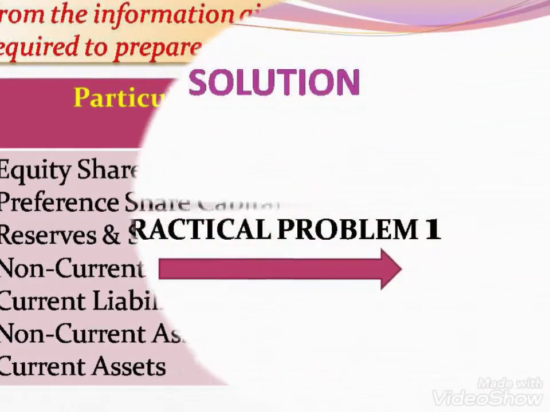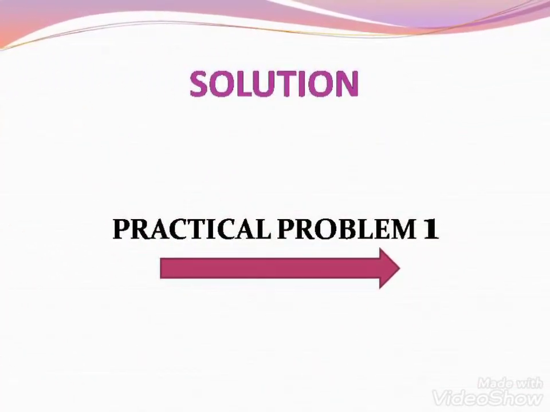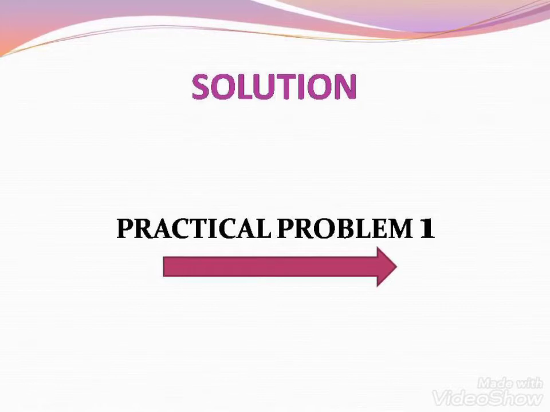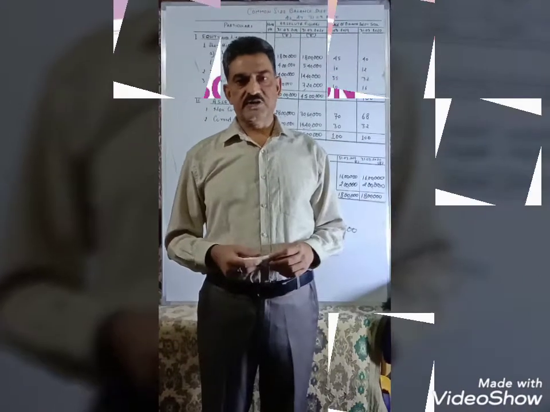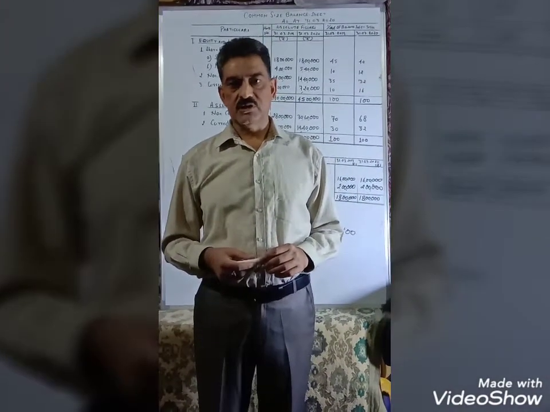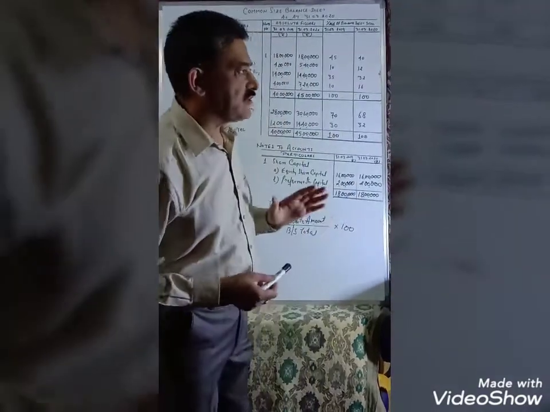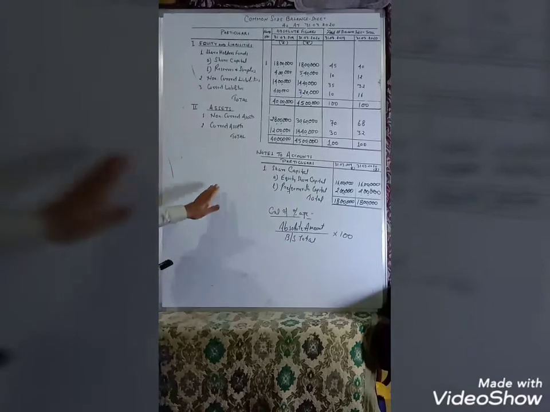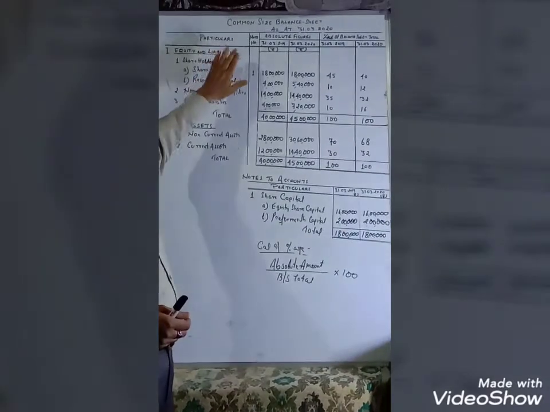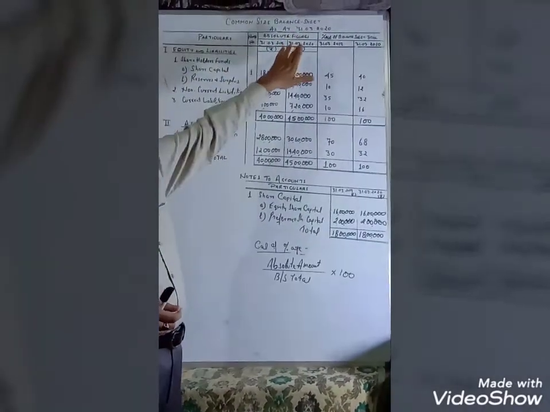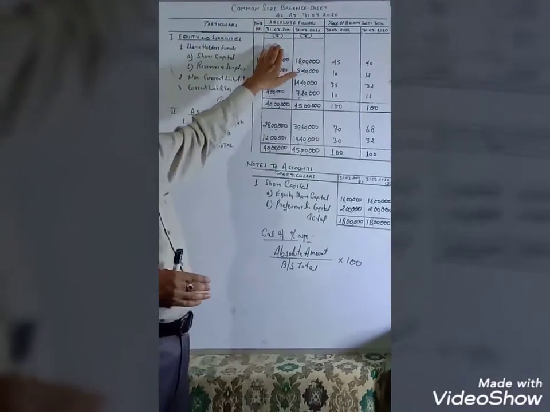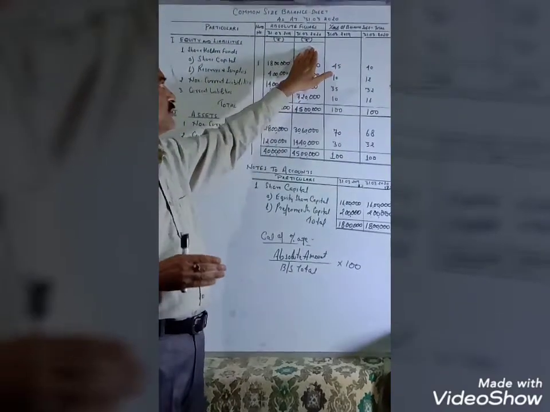Now, we will prepare a common size balance sheet for practical problem 1. For the information given in the practical problem, we are supposed to prepare a common size balance sheet of the company. Now, first of all, the formatting part for the common size balance sheet. Columns will be like this: particulars, note number, absolute figures. This column will be divided into 2 parts: absolute figures for the previous year, that is 2019, and absolute figures for the current year, this is 2020.